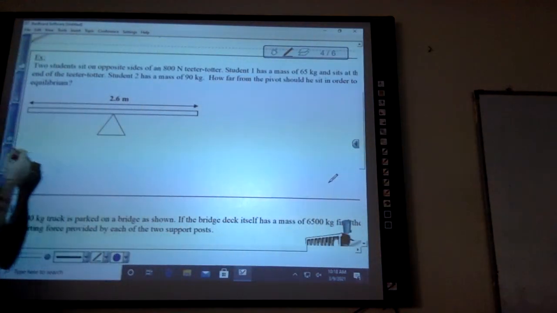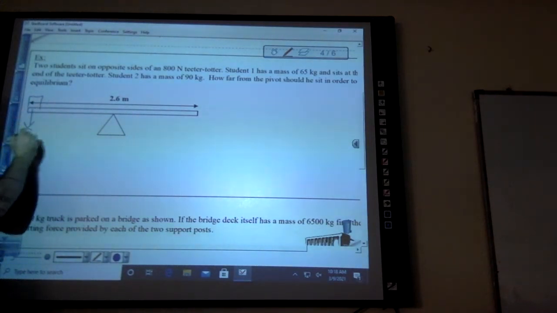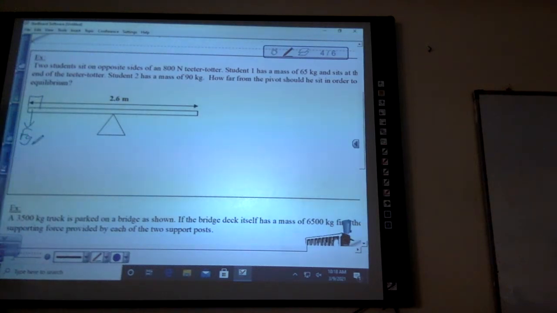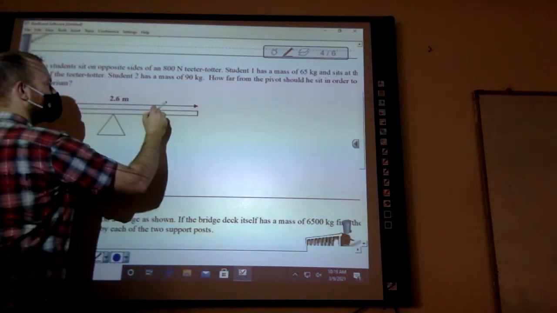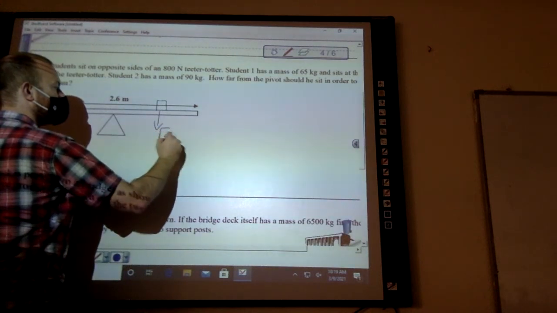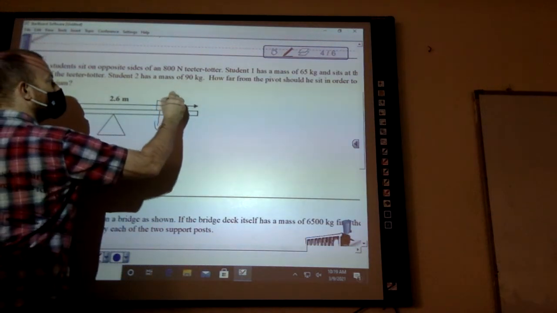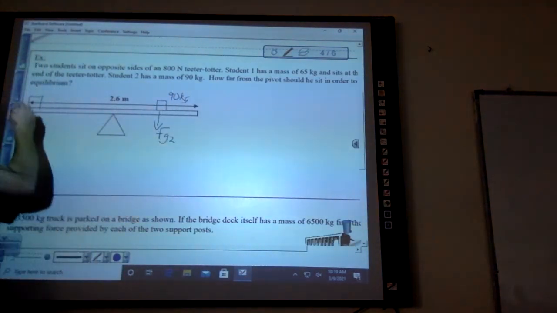So we've got a 65 kilogram student sitting at the very edge. Here we go, FG1. Well, it depends on how old these kids are. So there's our first kid. We're told student 2 has a mass, but we don't know the distance they are. So let's put them, I don't know, let's put them here. This one is 90 kilograms. This one is 65.